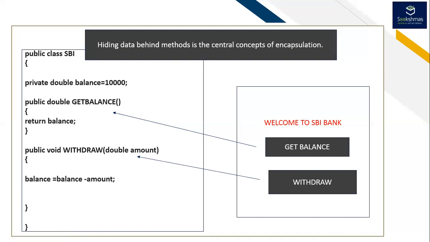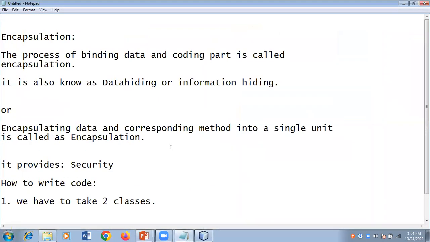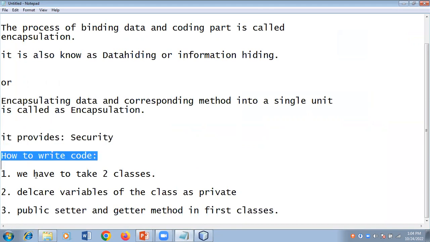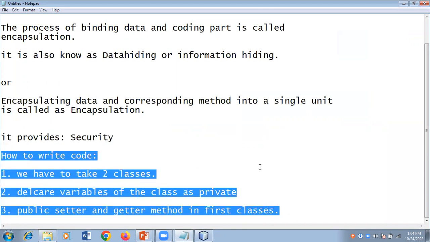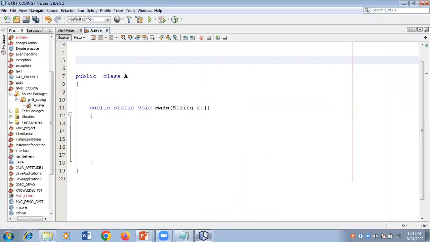Then the next question is how we can achieve this concept through coding implementation. So I will write code for it. Before getting to this, these are the points you should remember: the standard definition of encapsulation, the best use, and how to write the code. This is more important: how to achieve the encapsulation concept in Java. We'll get into the code directly, then we'll implement the concept.